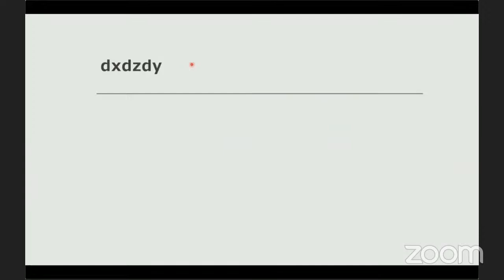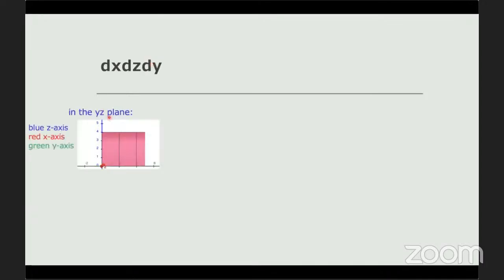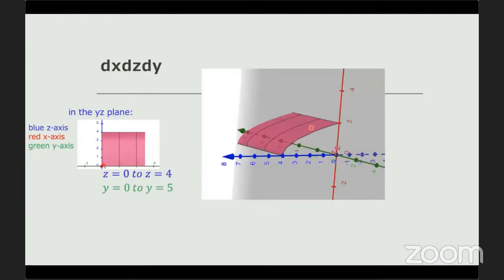So dx dz dy, it's similar. You have two variables, yz, so titignan mo yung projection niya sa yz plane. So this is its projection in the yz plane. Parang ang kinuha ko ata dyan is top view. Kaya may pink. From there you get these bounds: z is equal to 0 to 4, y is equal to 0 to 5. Makikita nyo itong projection na to ay nandito sa yz plane, dito sa part na to.